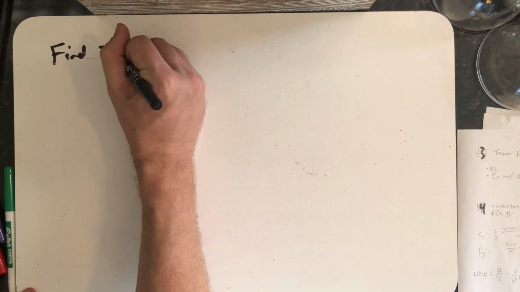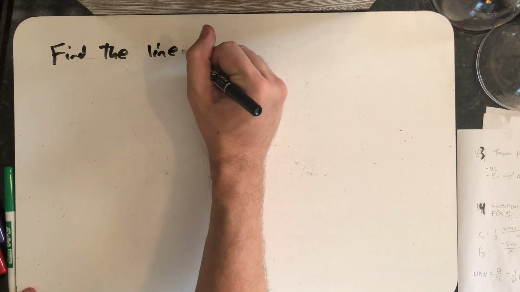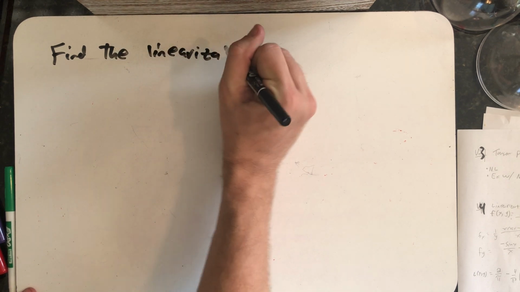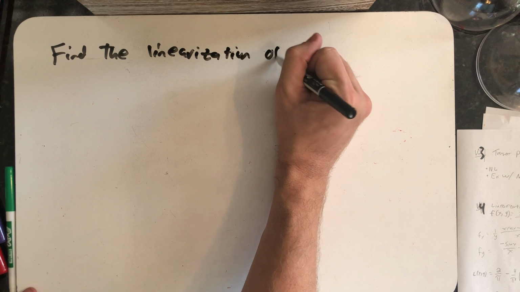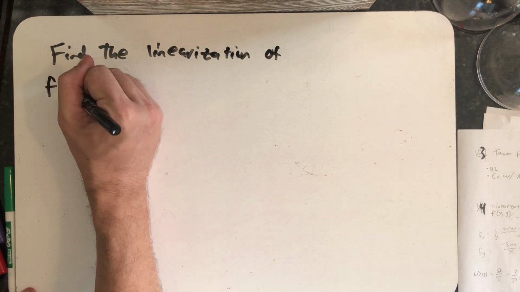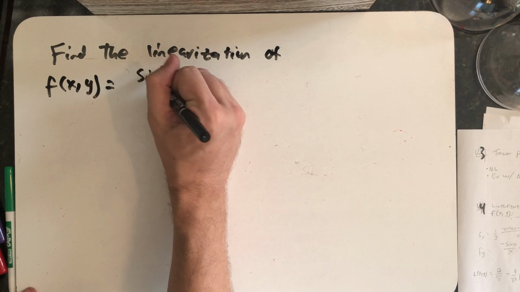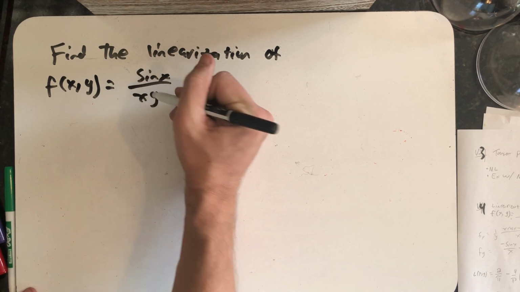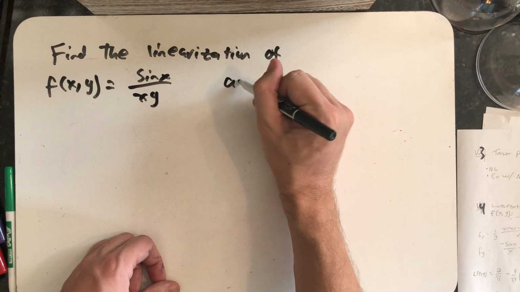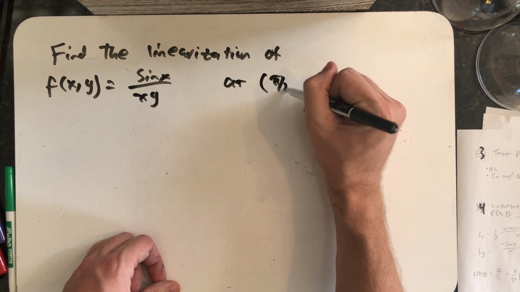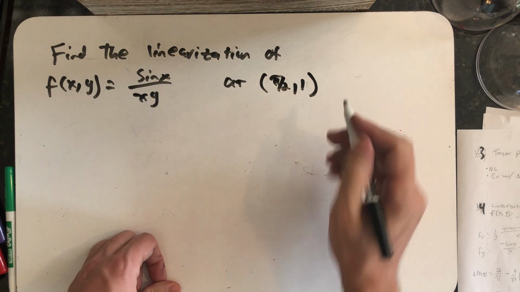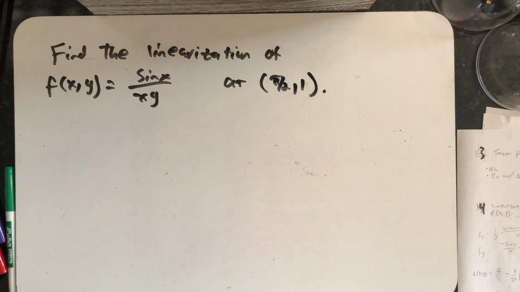Find the linearization of f of x, y equals sine of x over xy at the point pi halves comma 1 in the domain. Okay, well, I have a couple choices here.